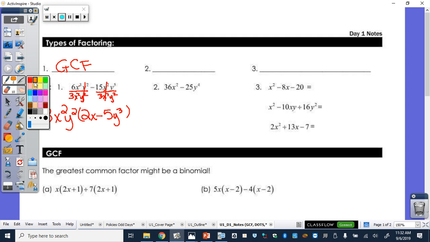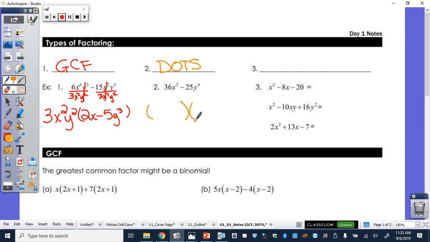Second one, what kind of factoring do we have there? Does anybody remember? Yes, DOTS. Difference of 2 squares. So difference means it's got to be a subtraction. So they like to throw people off by putting a plus sign in there, and then you see the 2 perfect squares, and you're like, oh, it's DOTS. It's not DOTS. It has to be subtraction.